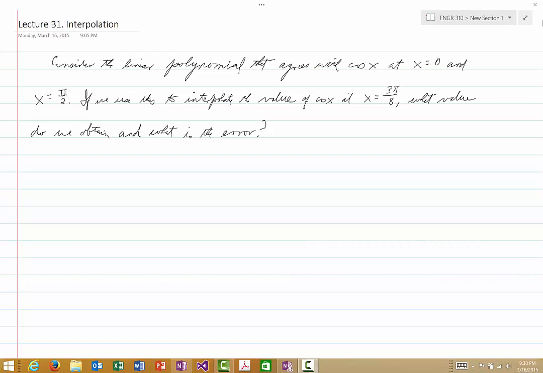Welcome to Lecture B1, in which we will discuss the idea of interpolation. Roughly speaking, the idea of interpolation is as follows. We know the value of a function at isolated points, and we would like to estimate the value of that function at other points, in between those where we already know the value of the function.